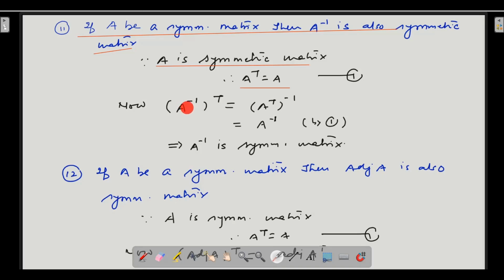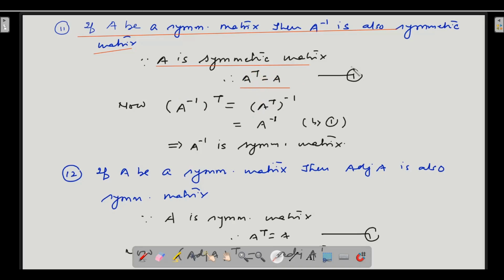Now, by the property, A inverse transpose is equal to A transpose inverse. This is a property we have already learnt in the previous lectures, and if I have not told you this before, then please keep in mind this particular property: if we take inverse first and then take transpose, it is the same as taking transpose first and then taking the inverse of the transpose. Are you getting the point? Taking inverse first and then transpose is equivalent to taking transpose first and then inverse. So keep this in mind. This is from the property.